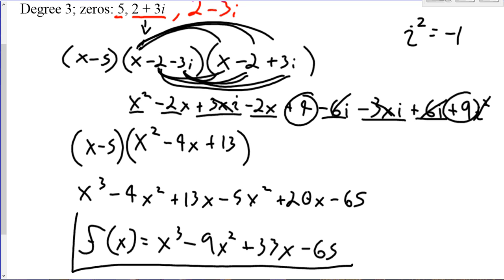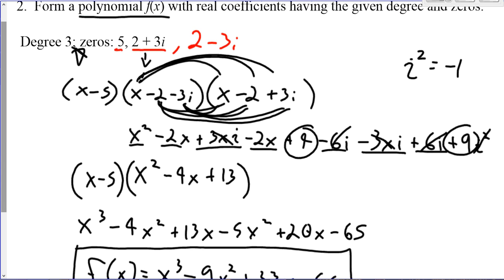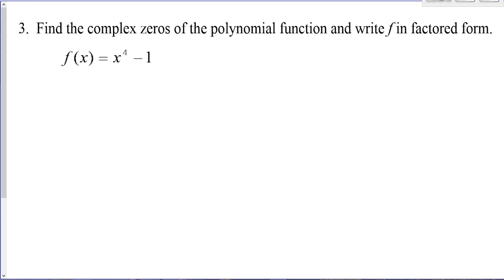So here's my polynomial with all the coefficients identified that has these three zeros. Okay, let's look at example 3. Find the complex zeros of the polynomial function and write f in factored form.